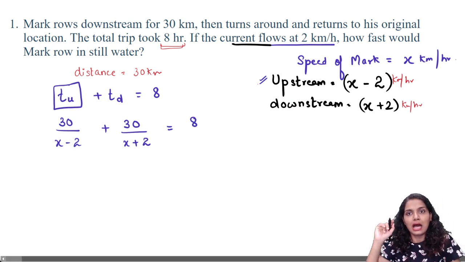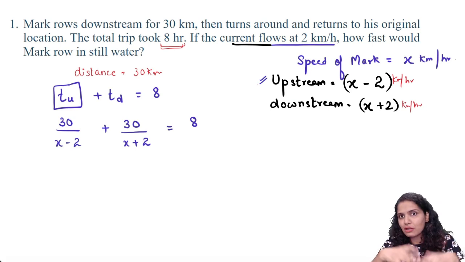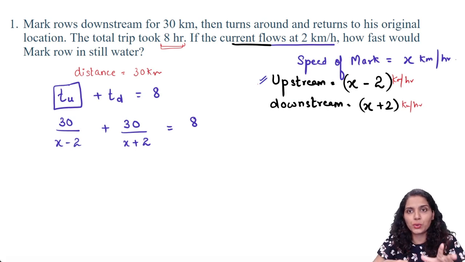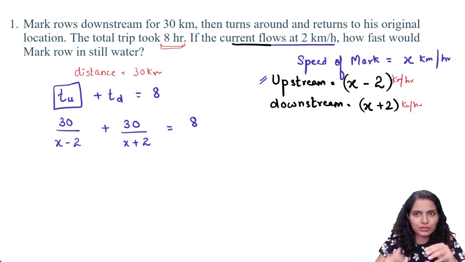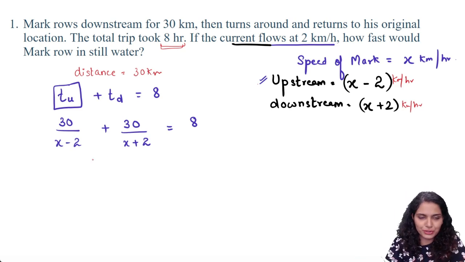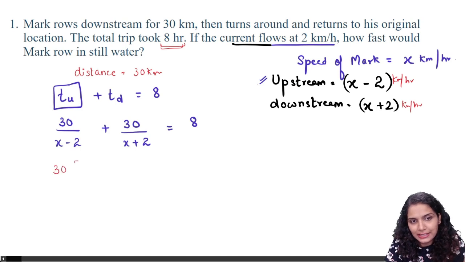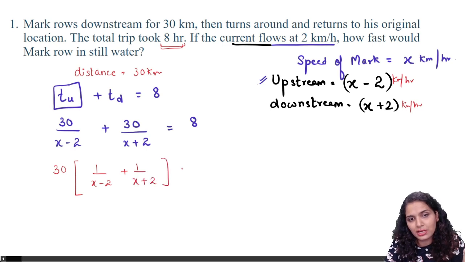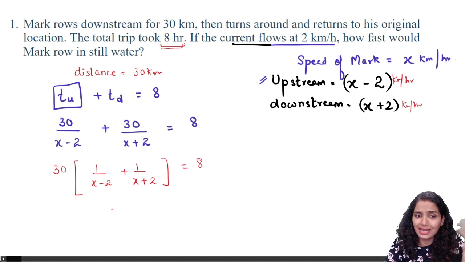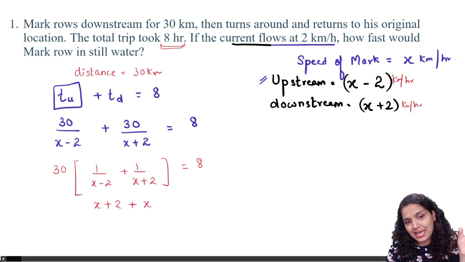Alright. I don't feel like solving it now because I really want you to do it. So please pause the video and try to solve it. But for the safer side, I'm also going to do it. Taking 30 common, I get 1 upon x minus 2 plus 1 upon x plus 2 equals 8. Now, very easy. Let's solve whatever is within the bracket. So it will be x plus 2 plus x minus 2 upon x minus 2 and x plus 2.